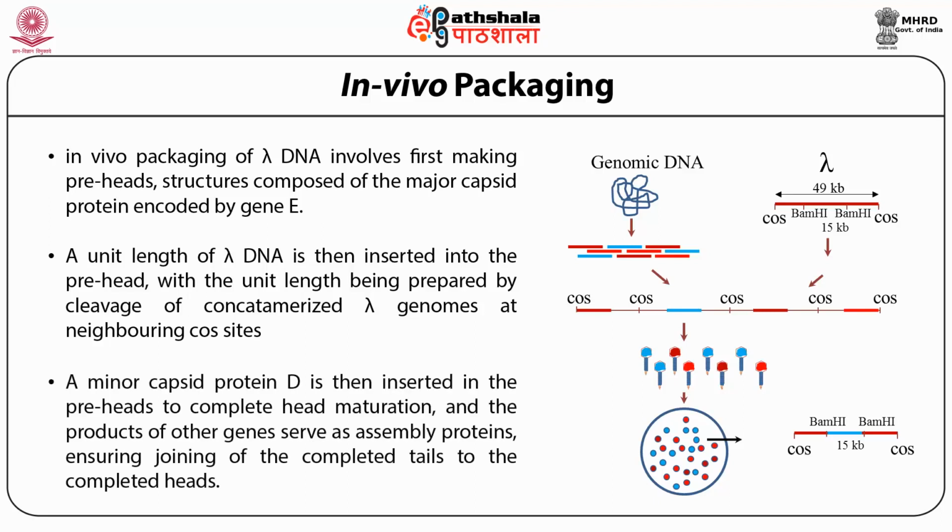A minor capsid protein D is then inserted in the pre-head to complete the head maturation, and the products of other genes serve as assembly proteins, ensuring joining of the capsid into the completed tail to complete the head. Here in the figure, you can see that genomic DNA gets inserted in lambda.